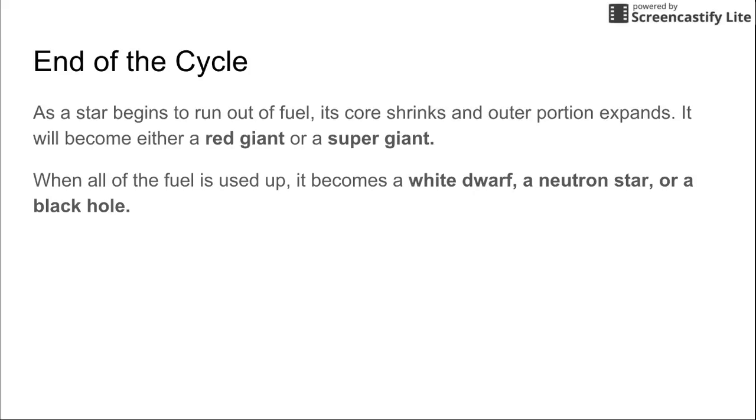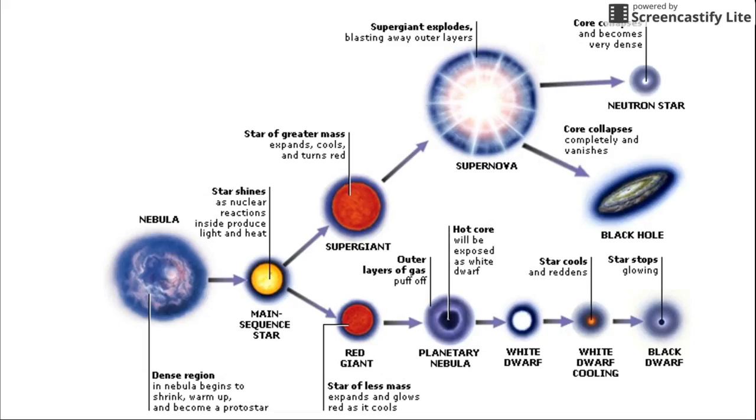As a star begins to run out of fuel, its core shrinks and the outer portion expands, and it becomes either a red giant or a supergiant. When all the fuel is used up, it becomes a white dwarf, a neutron star, or a black hole.